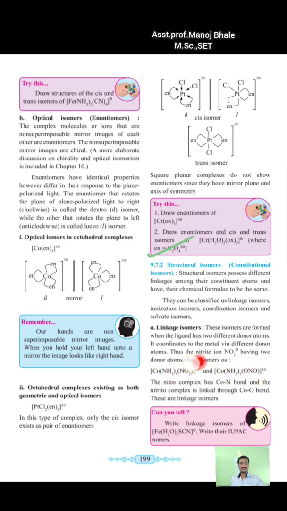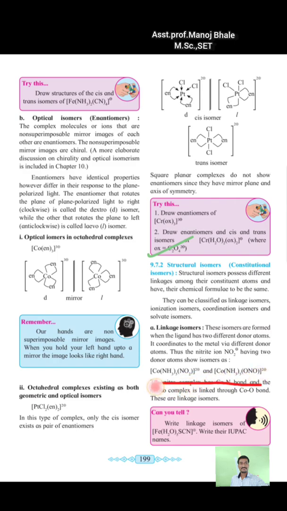Now what is the difference between these two examples? Look at both examples. These are the two examples given. Compare both of them and tell me the difference. In this example you can observe cobalt, and in the second structure there is also cobalt, Co means cobalt. There are 5 ammonia in both. There is an NO2 in the first structure, and in the second structure there is also NO2. Now what is the difference?